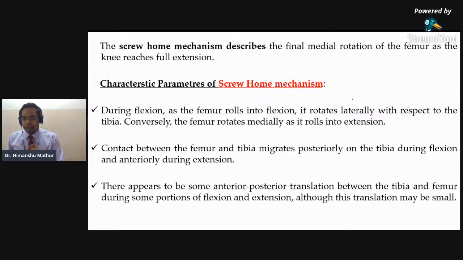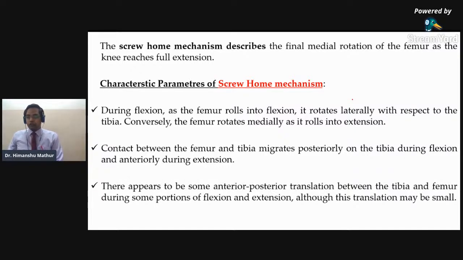Which part of the concave-convex rule will be applicable in the knee joint? In the open kinematic chain motion of the knee joint, which rule of the concave-convex rule will be applicable? Write it in the comment box. Quickly. Which rule will be applicable when we talk about open kinematic chain movement?